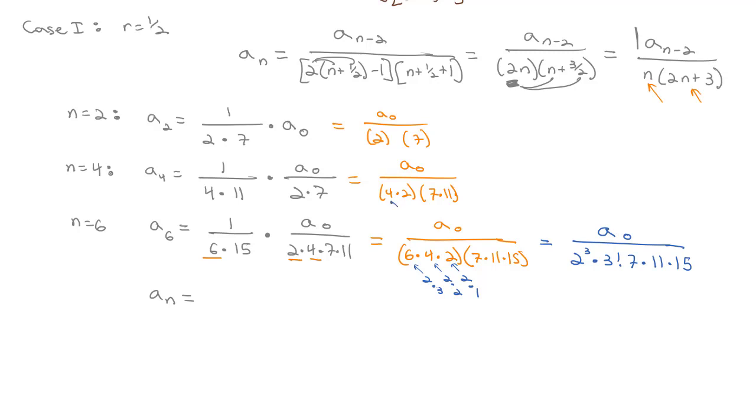We can do the same thing, factoring out a 2 from the middle a sub 4 leaves behind a 2 times 1. So that's really a sub 0 over 2 squared times 2 factorial times 7 times 11. And that pattern's going to hold true. If I factor out a 2, we have 2 to the first times 1 factorial times 7.